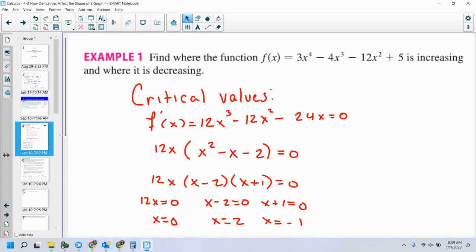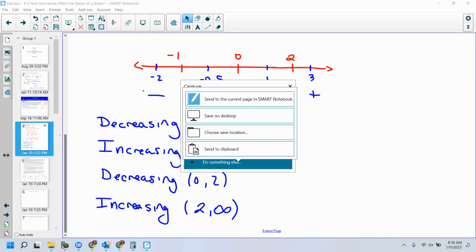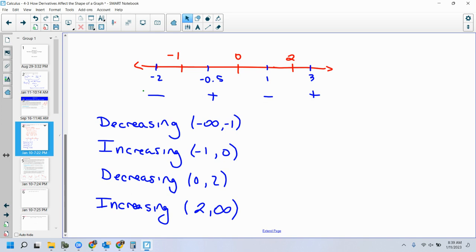So all I'm going to do is just screen capture this piece of information, because this is the only thing that we need out of the increase-decrease test. I'm going to go to the original page.